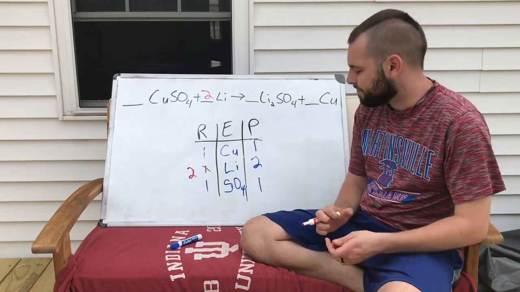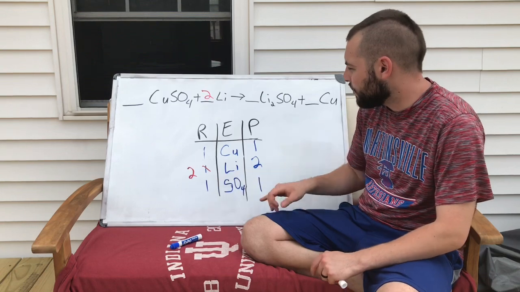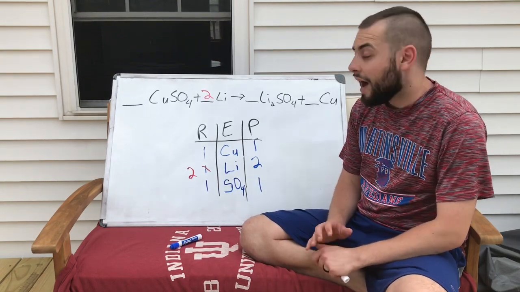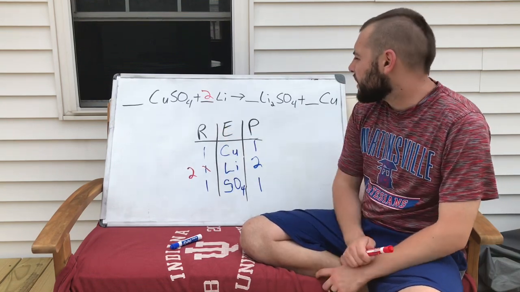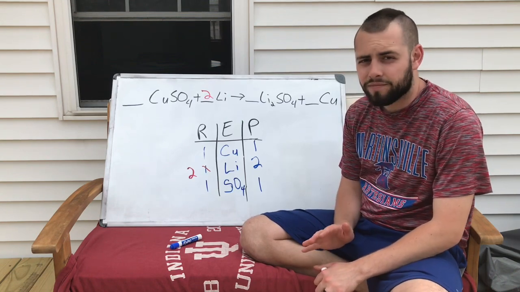And now I've got 2. 1 and 1, 2 and 2, 1 and 1. This is my balanced reaction. I really didn't have to do much this time. All I did was put that coefficient of a 2 in front of the lithium, and that was enough.